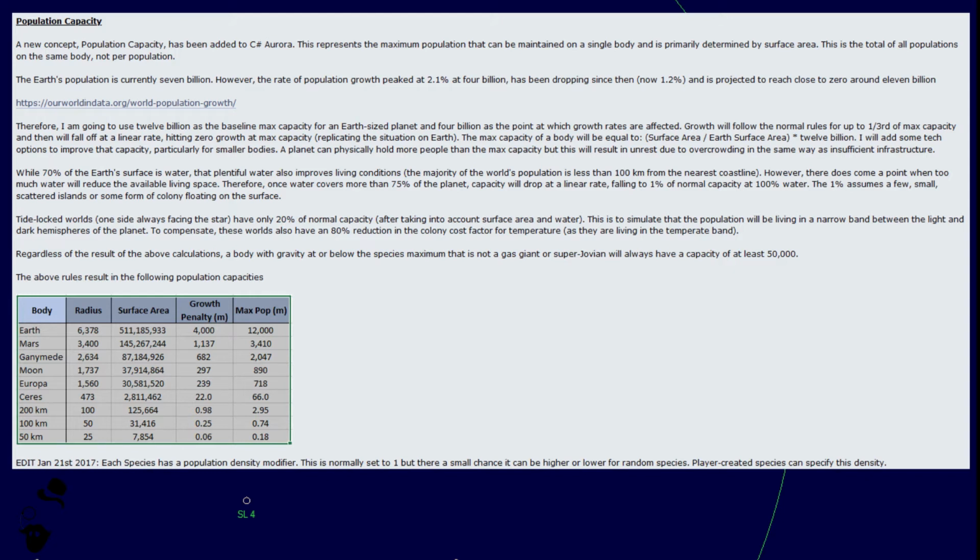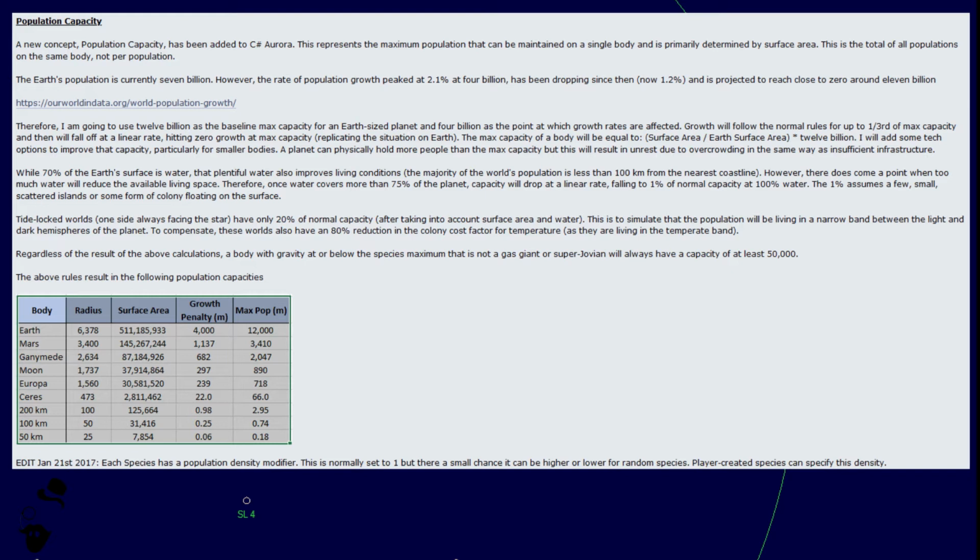Now, while 70% of Earth's surface is water, that plentiful water also improves living conditions. The majority of the world's population is less than 100 kilometers from the nearest coastline, after all. However, there does come a point when too much water will reduce the available living space. Therefore, once water covers more than 75% of the planet, capacity will drop at a linear rate, falling to 1% of normal capacity at 100% water. The 1% assumes a few small scattered islands or some form of colony floating on the surface.